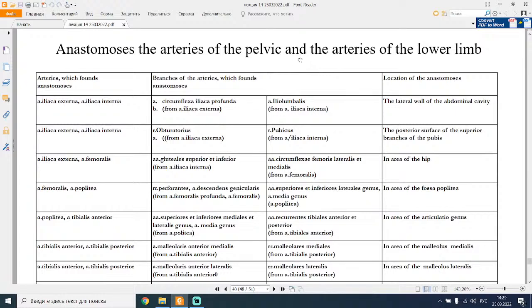You must know all the anastomoses, and you will show the anastomoses at the practical lesson. You can use this table to study anastomoses in practical class.